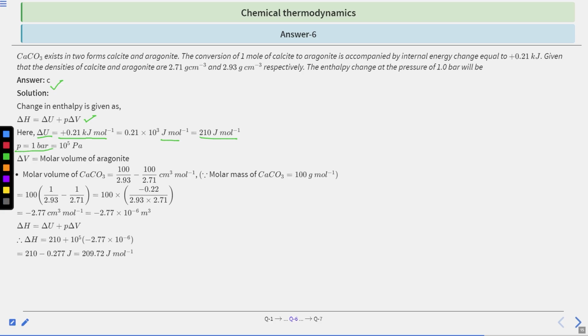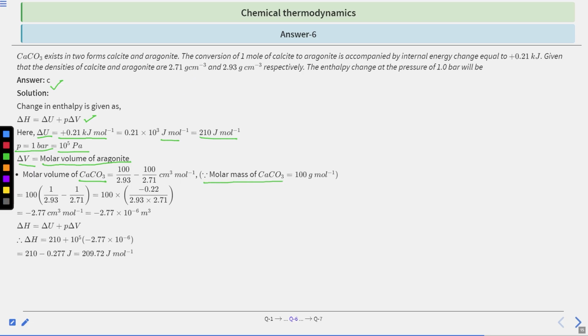Pressure is given as 1 bar, that is 10 to the power 5 Pascal, and del V is the molar volume of aragonite. Or we can say that del V is the molar volume of CaCO3, because aragonite is a form of calcium carbonate and calcite is also a form of calcium carbonate. So the molar volume of calcium carbonate will be 100 divided by 2.93, that is the density of aragonite, minus 100 divided by 2.71, that is the density of calcite, centimeter cubed per mole.